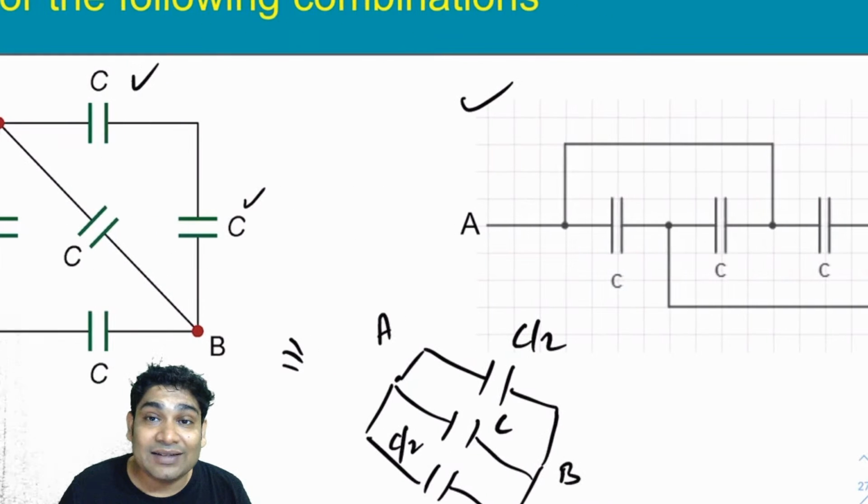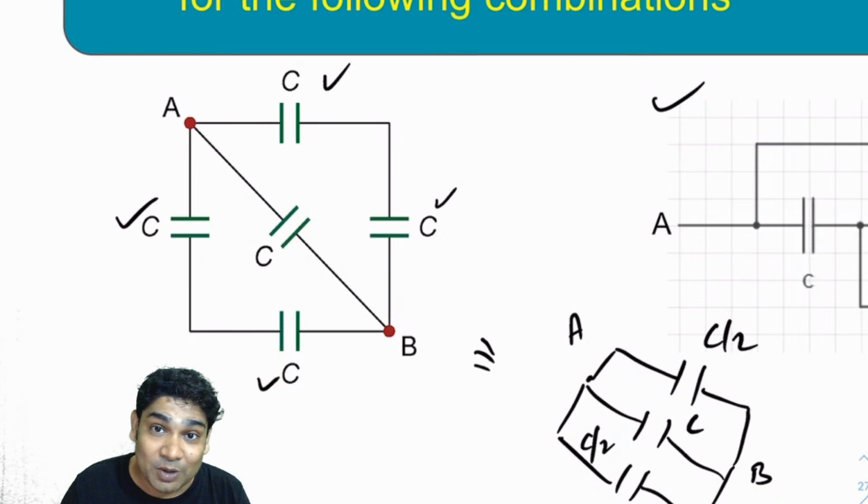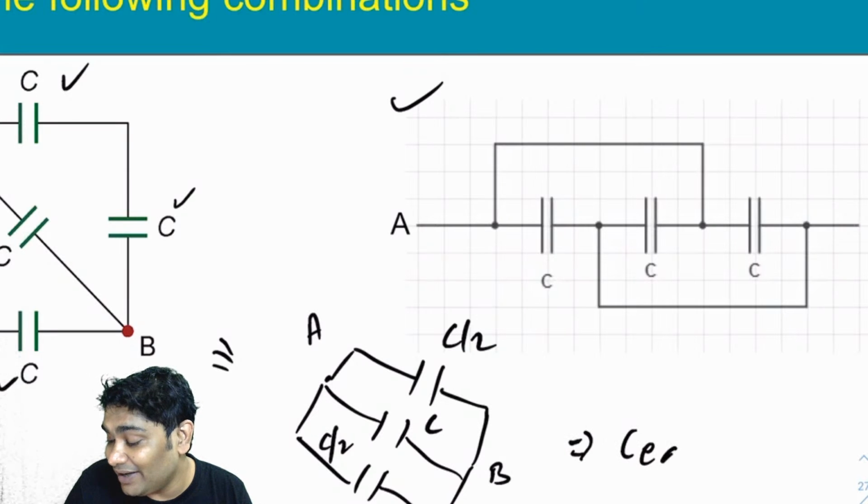Alright, I hope you can see that. So this is what these three capacitors will look like. The combination of this will come out to be C by 2. The combination of these two will come out to be C by 2. And all of them are in parallel. So C equivalent would be C by 2 plus C by 2 plus C, that is 2C. So this is very, very simple.